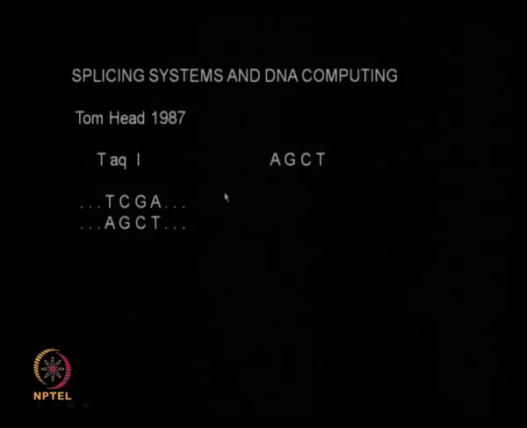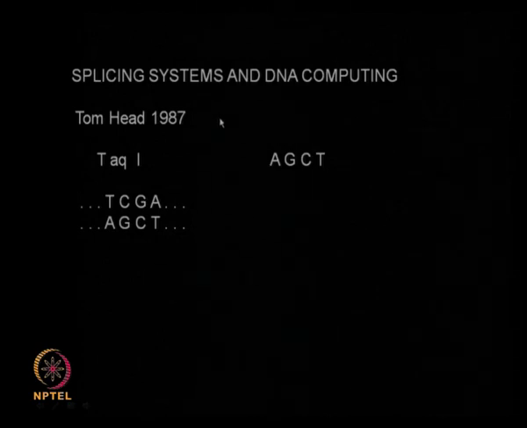Now, the splicing system was defined, that is, DNA can be used to model some behavior. Recombination of DNAs can be modeled by using what is known as a splicing system. This theoretical work was done by Tom Head in 1987 itself. But in 1994, when Adleman published his paper, then a lot of interest was created in this area, and this is one of the reasons for the development of formal languages and automata theory.